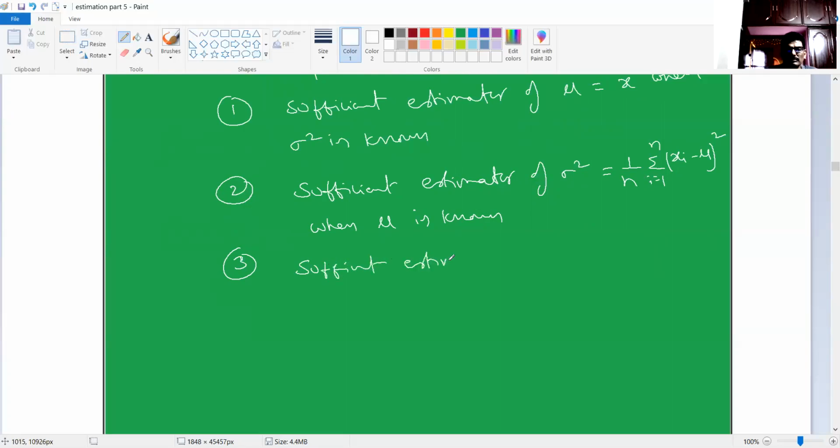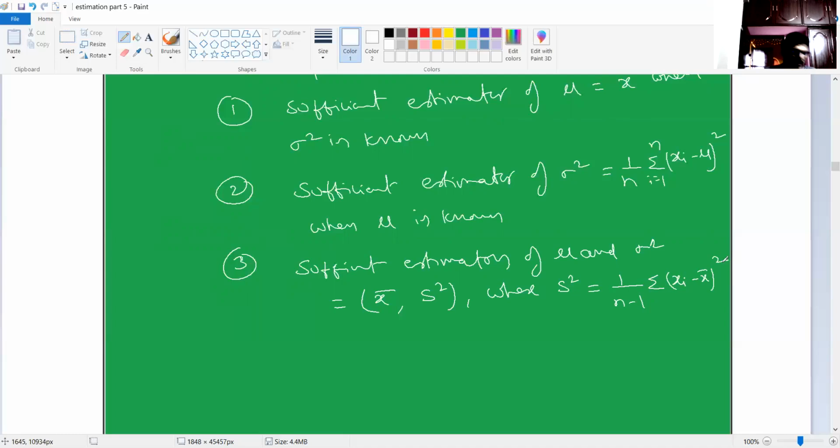Third one, the sufficient estimators of mu and sigma square, jointly sufficient estimators, are x bar and capital S square, where capital S square is equal to 1 by n minus 1 summation of (xi minus x bar) whole square.